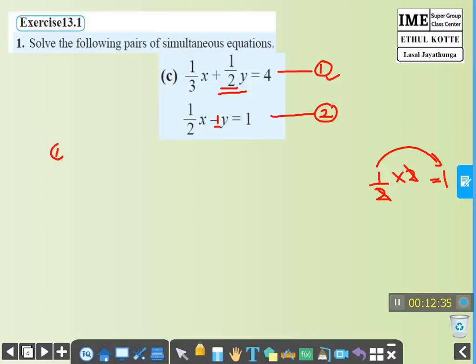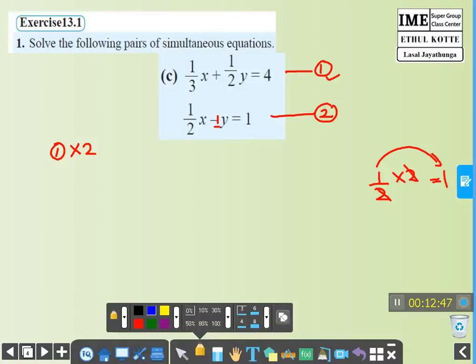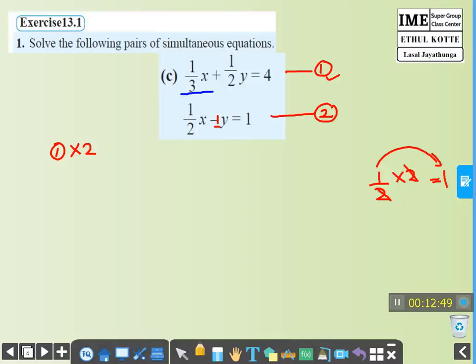Equation 1 multiplied by 2. Right. So this one also we have to multiply by 2. This one multiplied by 2, this one multiplied by 2. All the terms we should multiply by 2. 1 upon 3x multiplied by 2 is 2 upon 3x. So we should multiply in a fraction only the numerator, don't multiply the denominator.